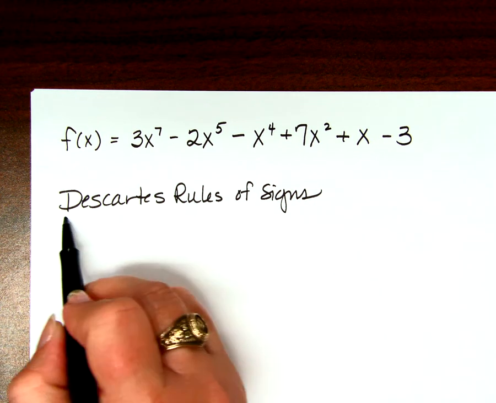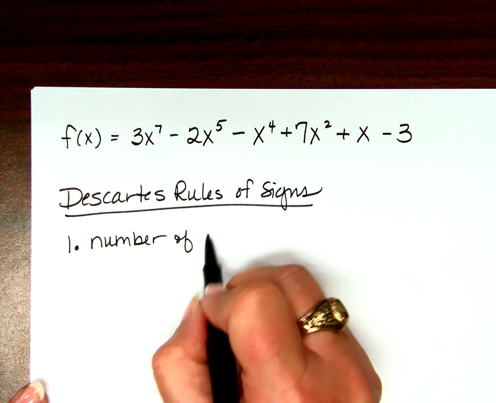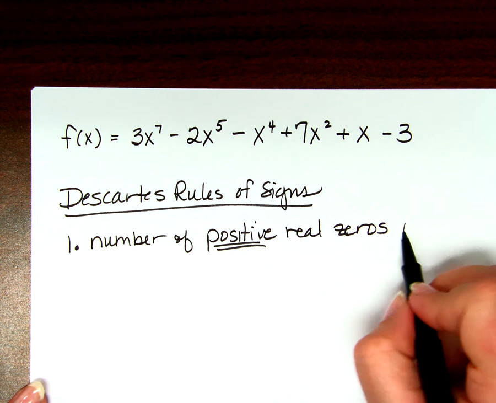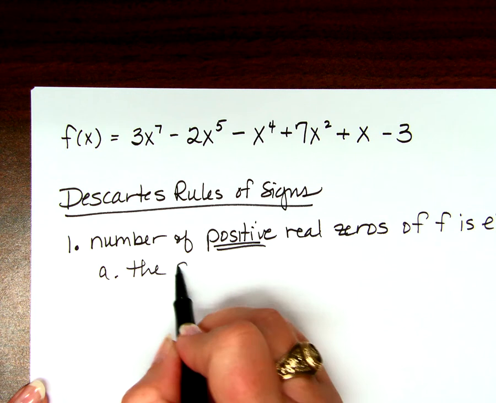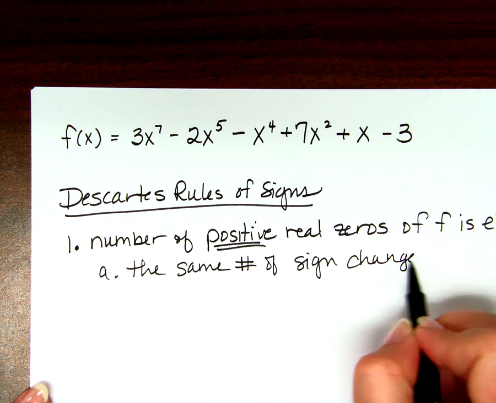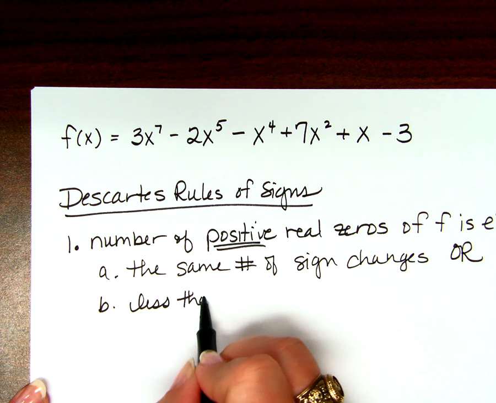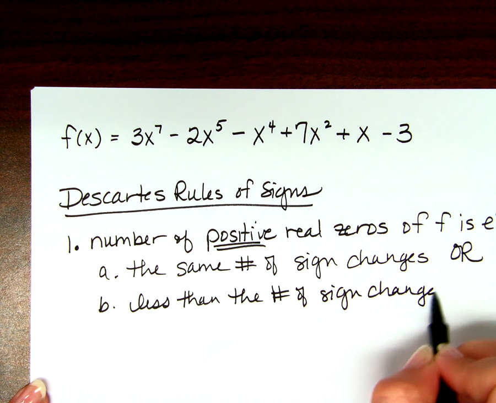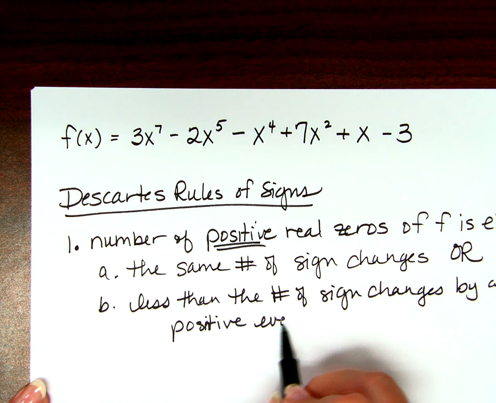Here's Descartes' rule of signs. Number 1, the number of positive real zeros of f is either the same number of sign changes or less than the number of sign changes by a positive even integer.